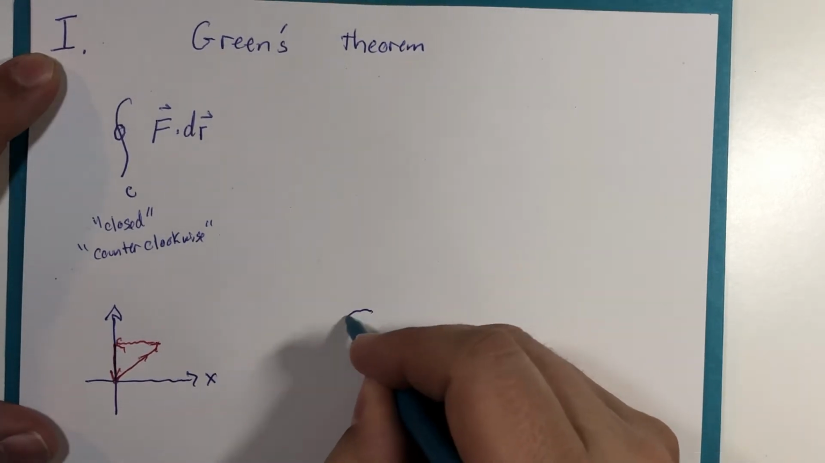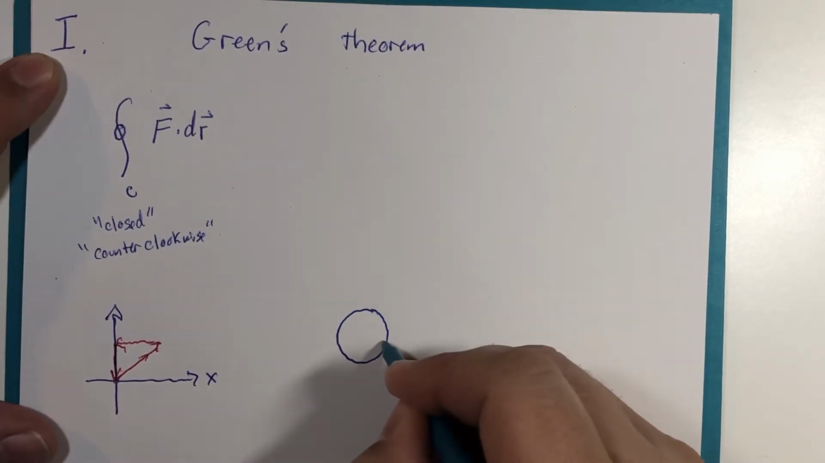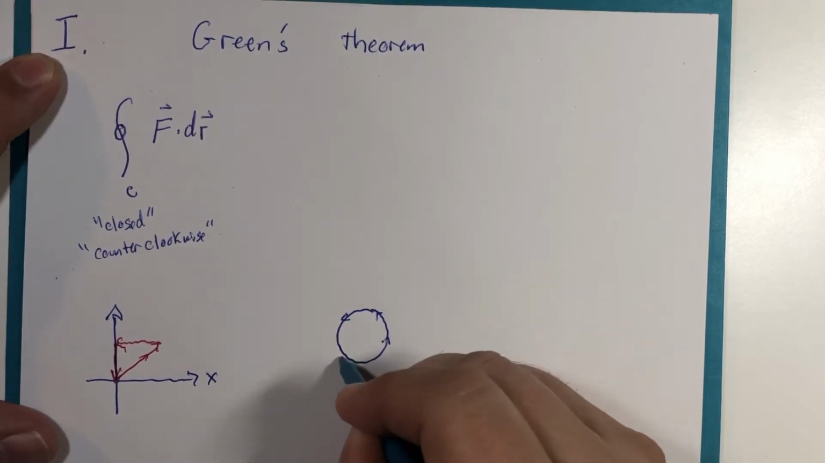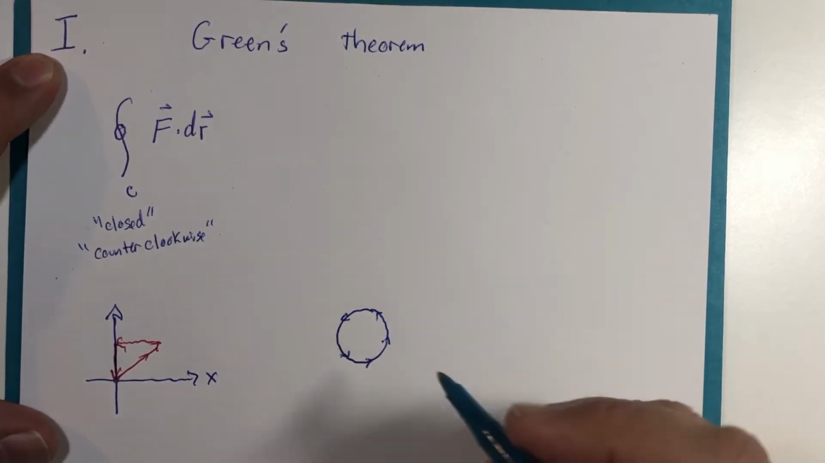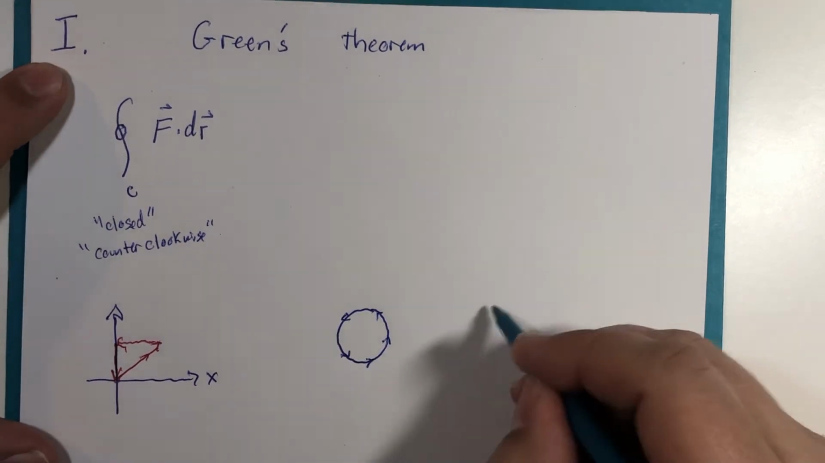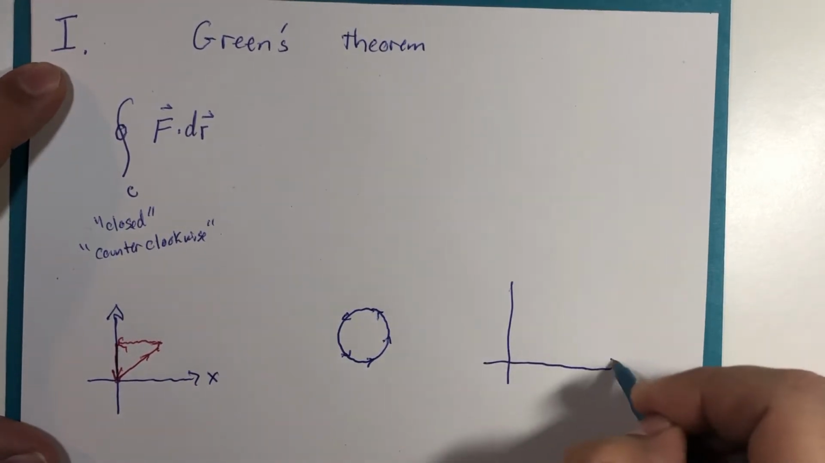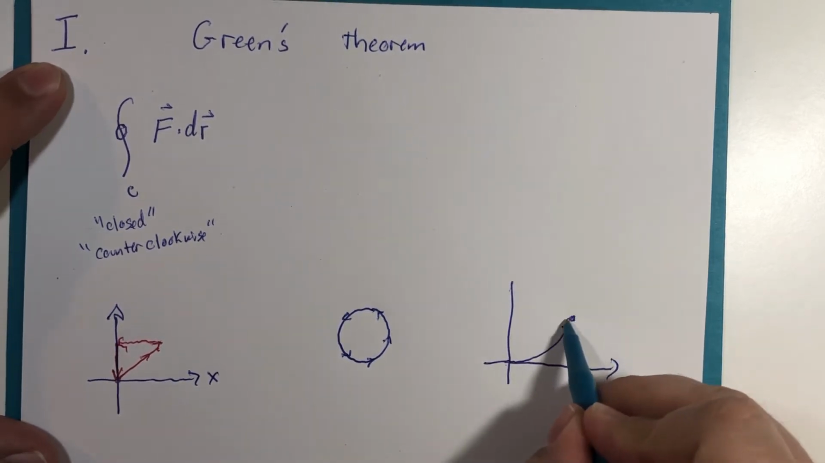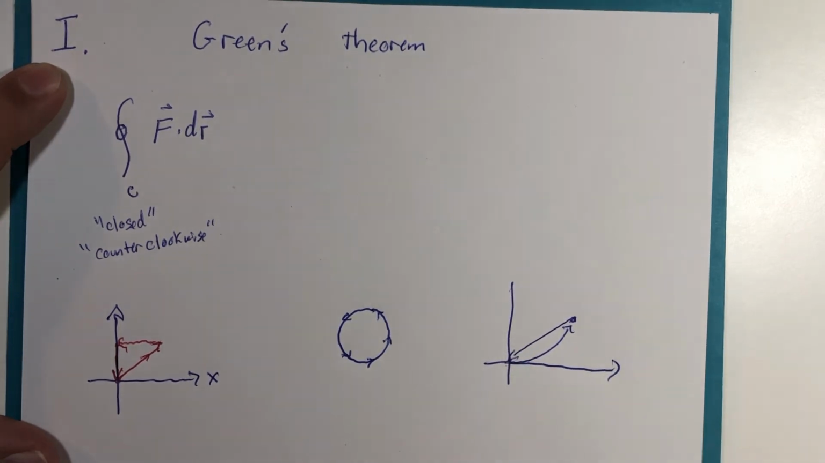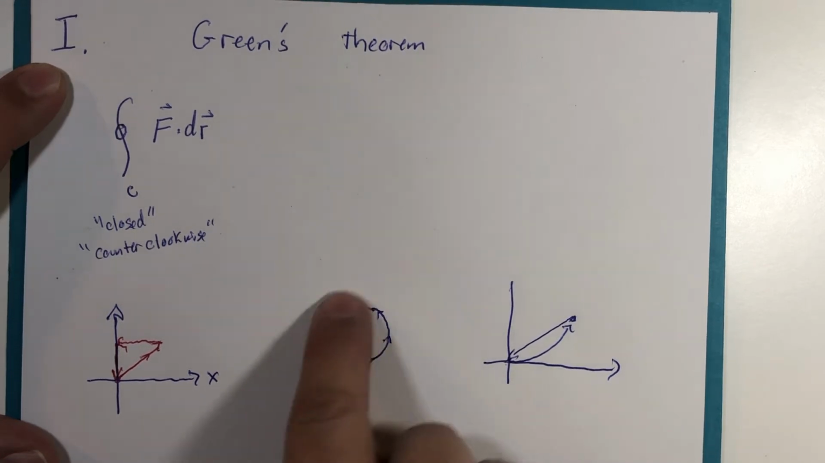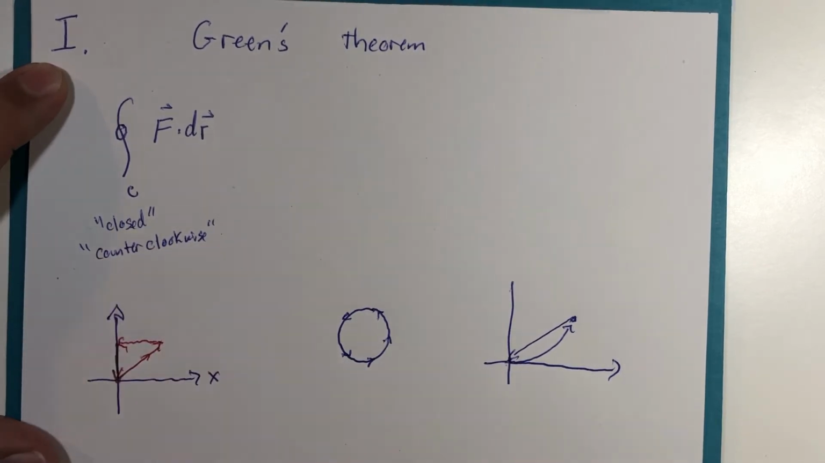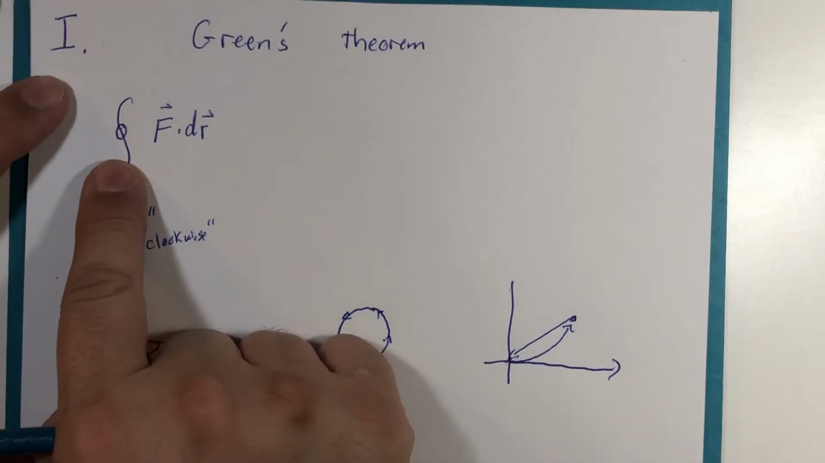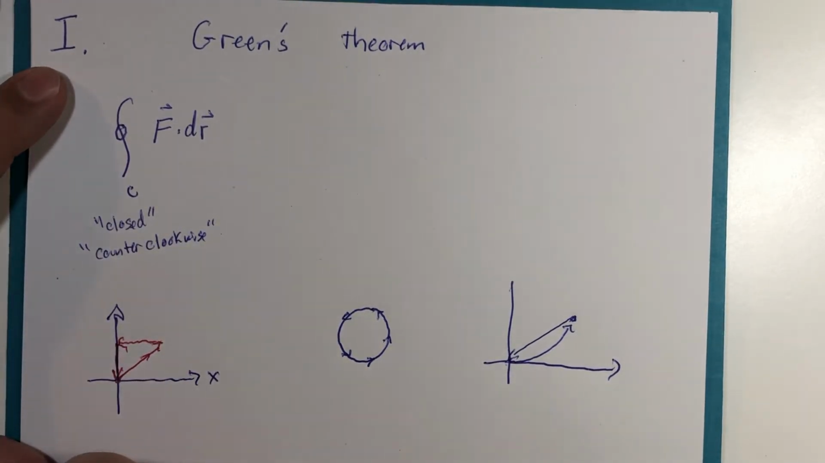Again, it could be as simple as a circle. It doesn't have to be centered at the origin, but it could be centered at the origin. It could be something where there's a curved path to a place, and then you travel the direct route back. These are all closed, and they're all traveled opposite of the clock, counterclockwise. So that's what this notation implies. Think circuits and electricity to maybe get yourself started.